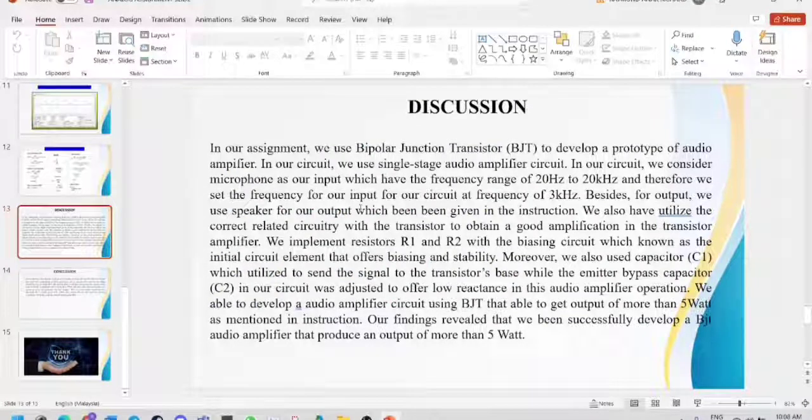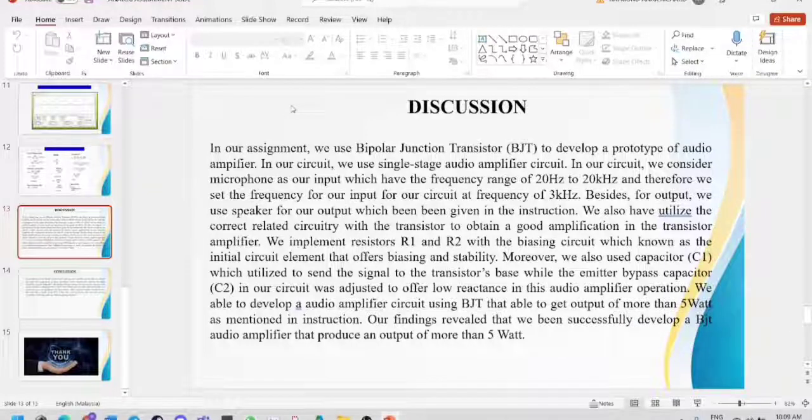Salam sejahtera, I am Raymond and I will discuss our discussion and conclusion for our assignment. In our assignment, we use a bipolar junction transistor, BJT, to develop this audio amplifier. In our circuit, we use a single stage audio amplifier circuit where we consider the microphone as our input, which has a frequency range of 20 Hz to 20 kHz. So, we set the frequency for our input to our circuit at 3 kHz.